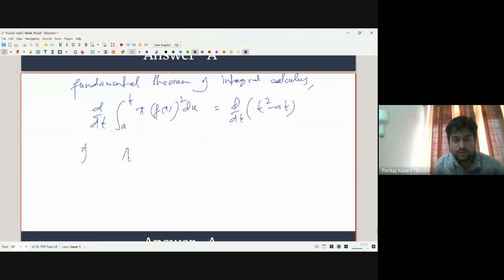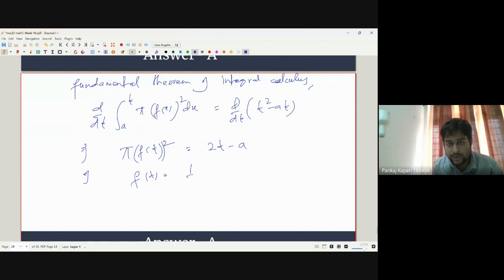This will give you, okay, so the left hand side will just become pi times f of t whole squared, because now it's a function of t. And on the right hand side, you have 2t minus a. Now it's easy to find f of t, right? Because you just divide by pi and take the square root. So 1 over root pi times the square root of 2t minus a, and it's plus minus. Okay. Now it's given that the function is positive, so you don't have to take the sign. It's a positive square root.